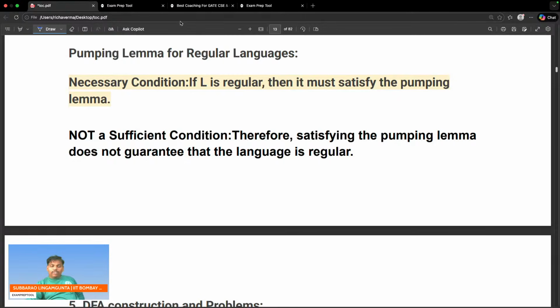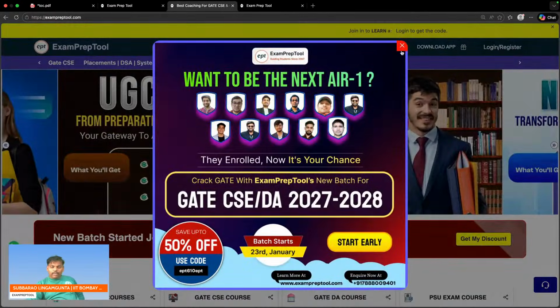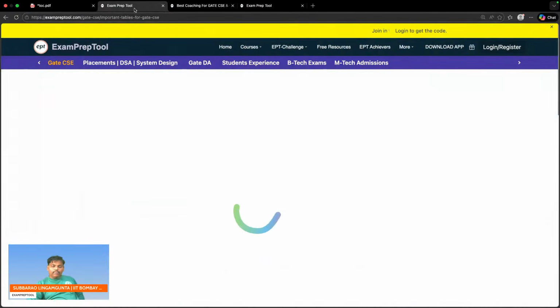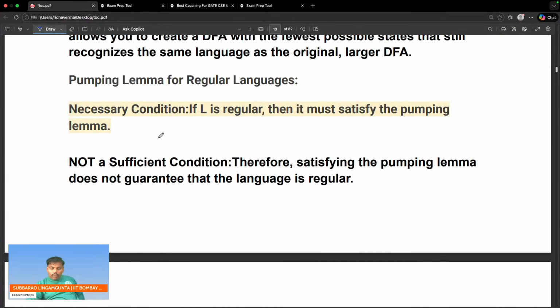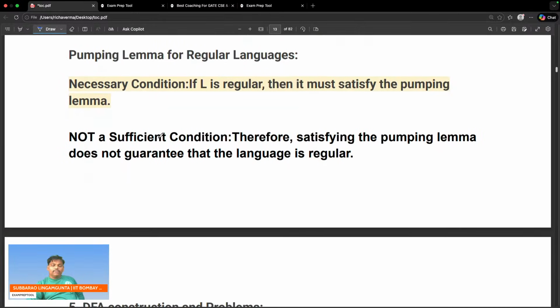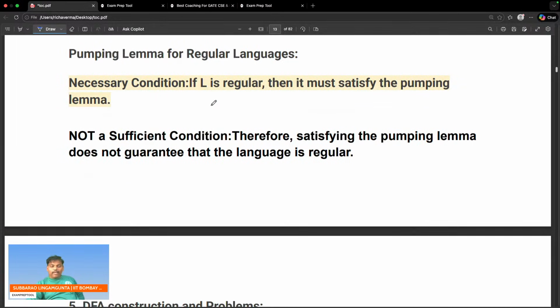Pumping lemma. Someone is asking about the pumping lemma. Let me say one small thing to you: the pumping lemma for regular languages.